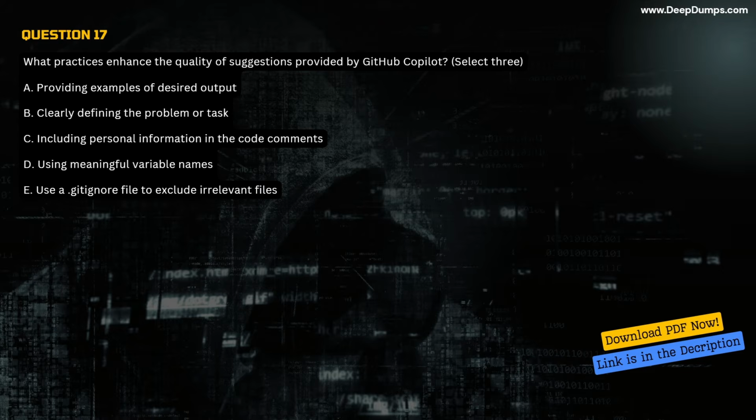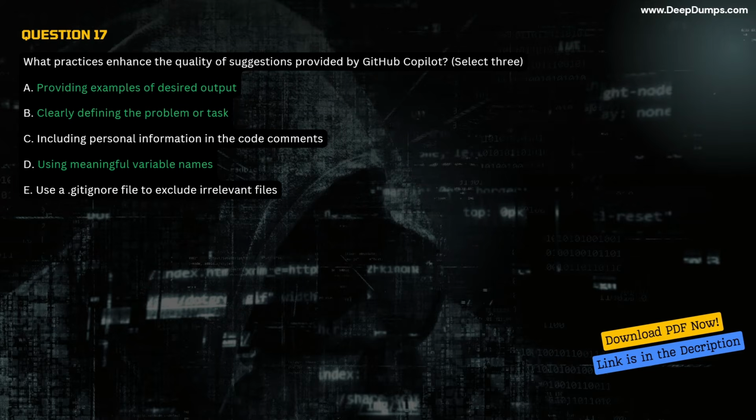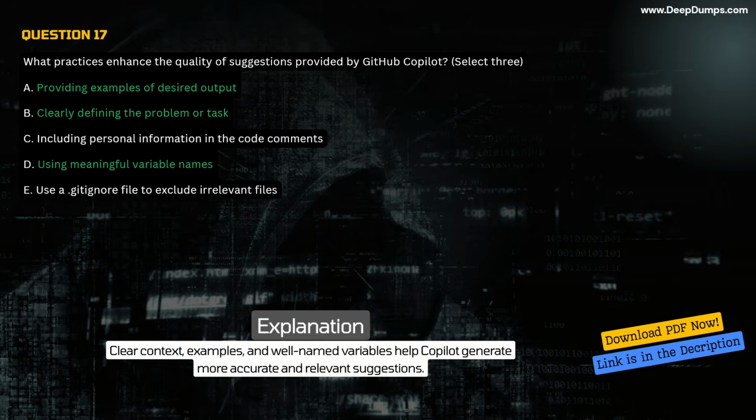Correct answer A, B, and D. Providing examples of desired output. Clearly defining the problem or task. Using meaningful variable names. Explanation. Clear context, examples, and well-named variables help Copilot generate more accurate and relevant suggestions.